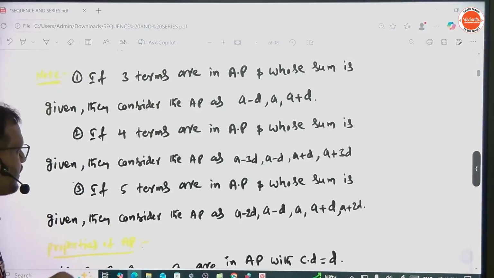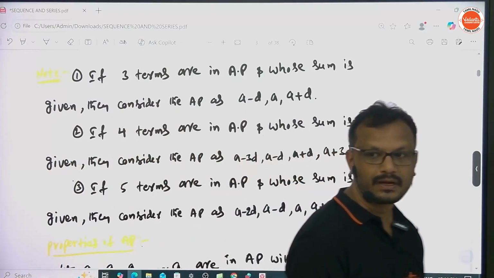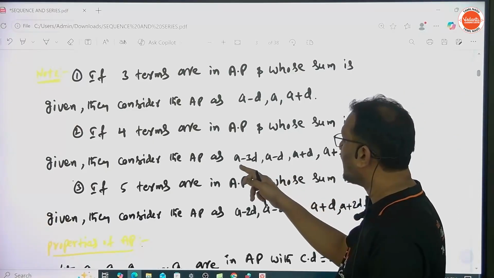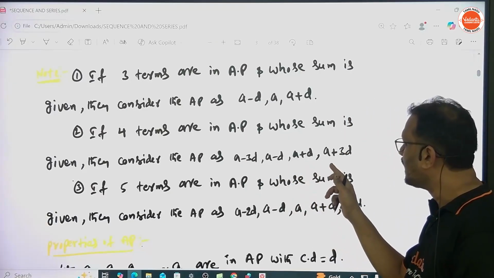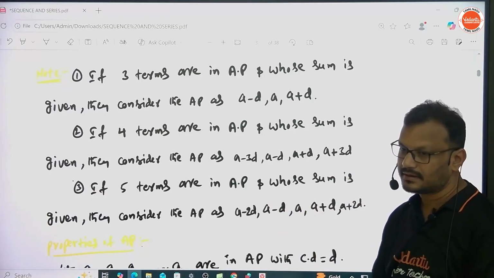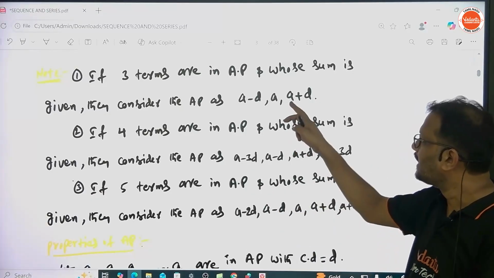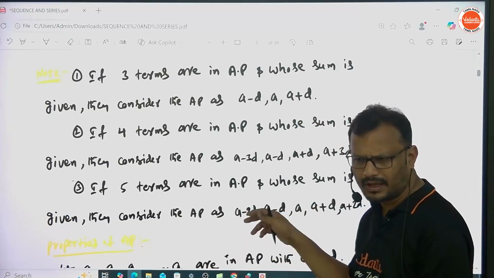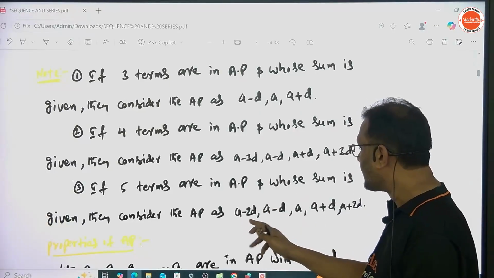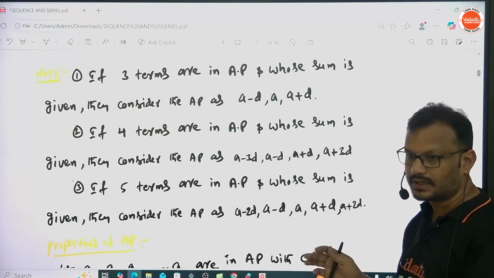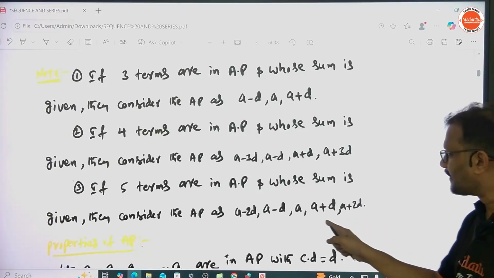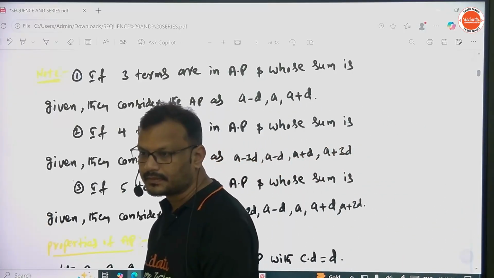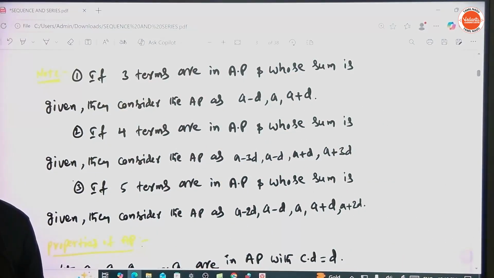Right. So for example, if 4 terms are in AP whose sum is given, then we will take the AP as A minus 3D, A minus D, A plus D, and A plus 3D. But what is the common difference here? 2D. Here it is D, but here it is 2D. Now, if you take 5 terms, for example, you can continue like that. Here A minus 2D, A minus D, A, A plus D, A plus 2D. But what is the common difference here? D. So that also you have to think. Okay, the common difference is not the same in every case.